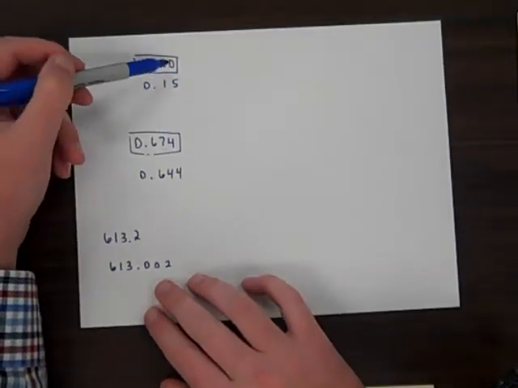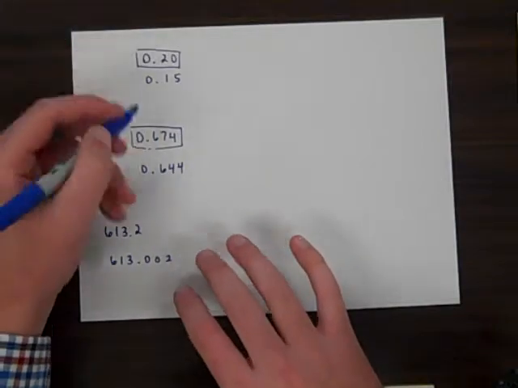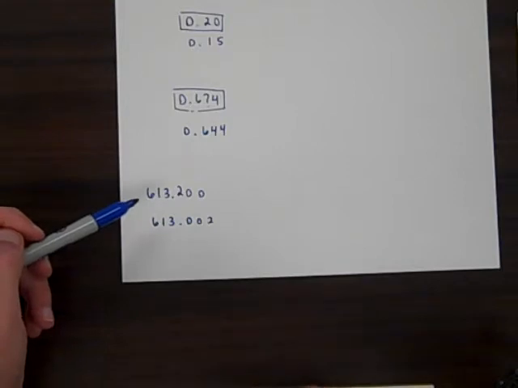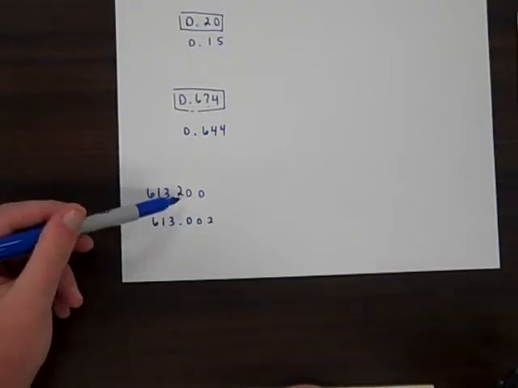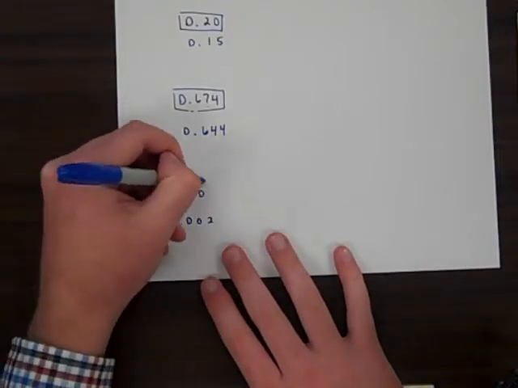Again, if you liked what I did in that first example where I evened up and made sure both numbers had the same amount of digits, you can do that as well here. And you can see that 613 and 2/10 is bigger than 613 and 2 thousandths.